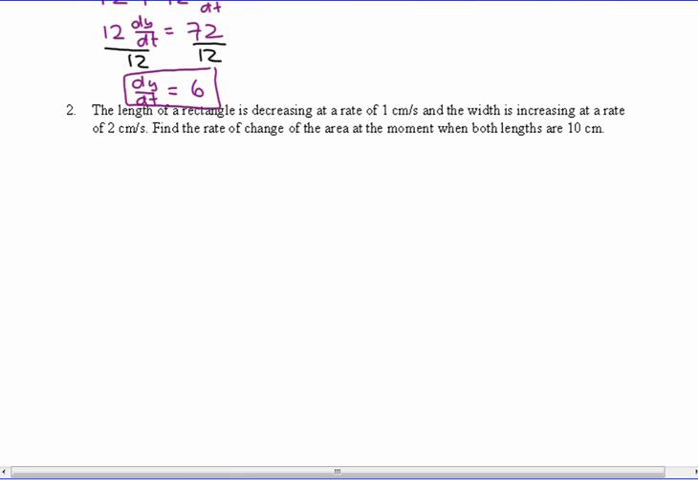Okay, more commonly, you'll see problems like this. They're a lot more fun too. The length of a rectangle is decreasing at a rate of 1 centimeter per second. So what does that represent? Instead of L prime, because it's with respect to time, we're just going to write it as dL/dt, and it's decreasing, so it's negative 1. And the width is increasing at a rate of 2. So that would be dW/dt.